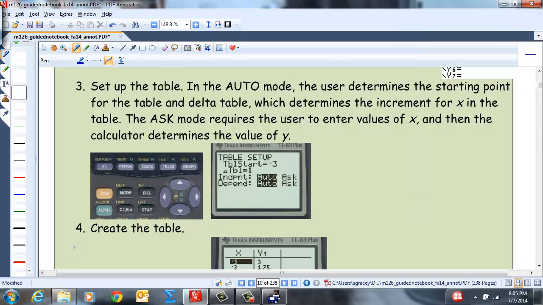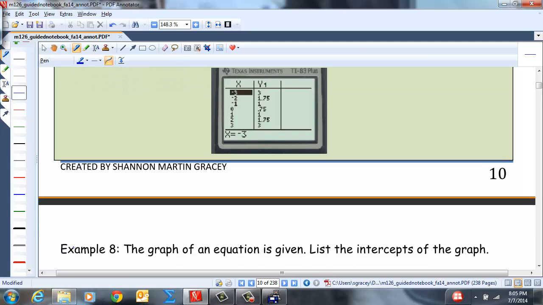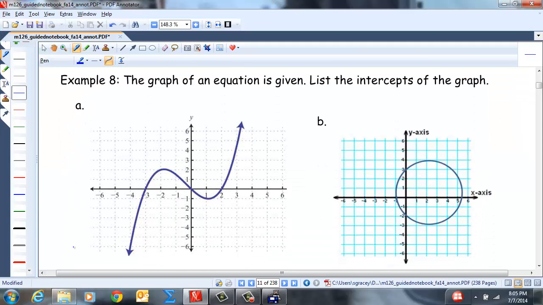Okay, so let's see what we have going on next. That wraps up that page. Okay, so here the graph of an equation is given. List the intercepts of the graph. You probably can't see me anymore. I forgot it's getting dark. You might have been happy about that, but I don't know.